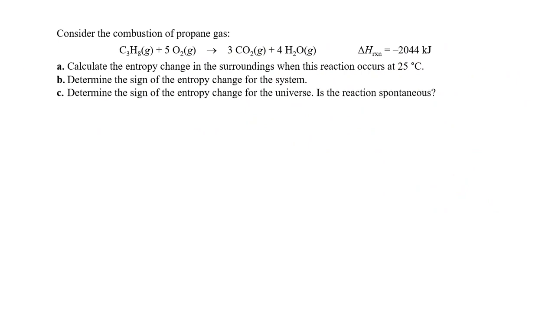Let us consider the situation, the combustion of propane to make carbon dioxide and water. It says, calculate the entropy change in the surroundings when this reaction occurs at 25 degrees Celsius. So that is question A.